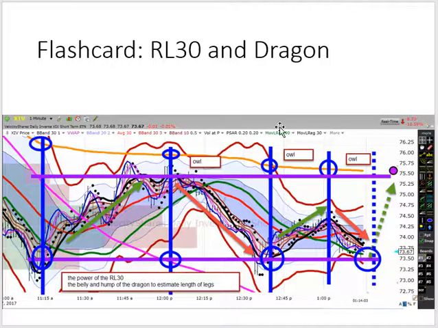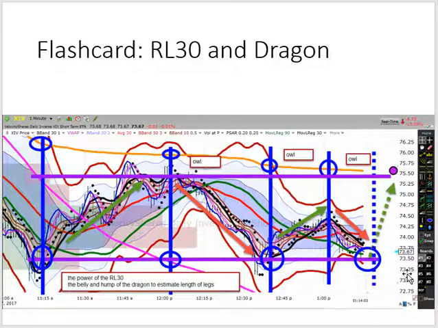This one is showing the relationship between RL30s and the dragon, and how the hump of the dragon here, and the belly of the dragon here, when they're connected, creates this price channel that is normal. And then we can use the directional relationship between the RL30 and the middle of the river to get our directional biases. You would find owl entries here, here, here, and here.